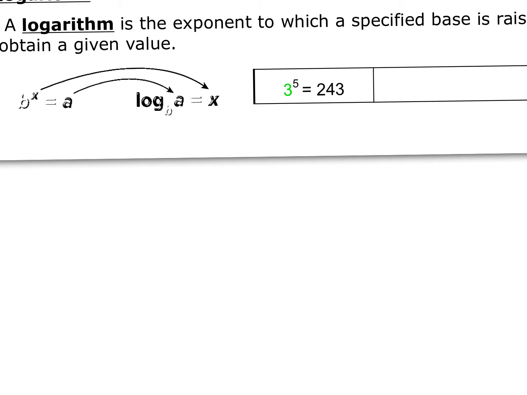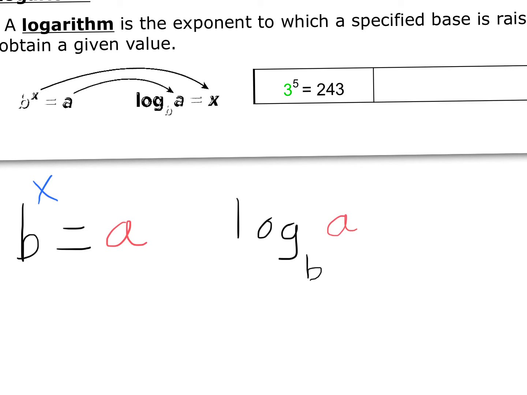In this expression, we have b as the base, x as the exponent, and we have a as the answer. When we switch to logarithm form, we have log, which stands for logarithm. The base is the number written as a small subscript below log, and then you have a as the answer, and then it's going to equal the exponent.